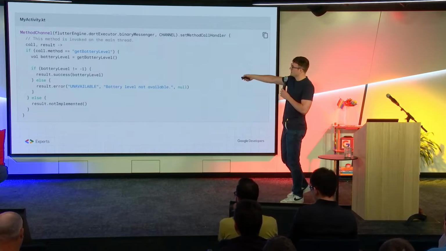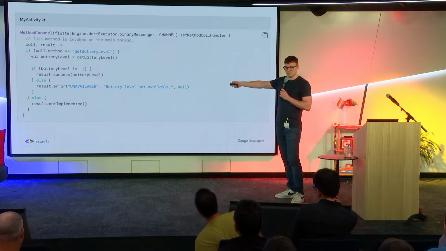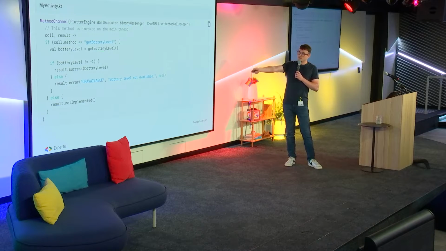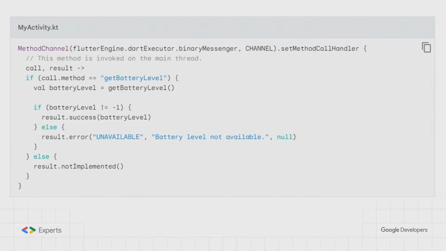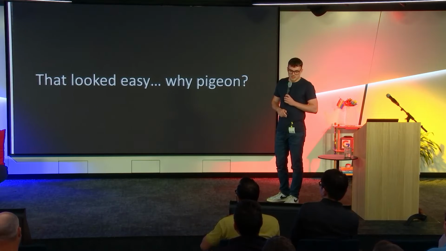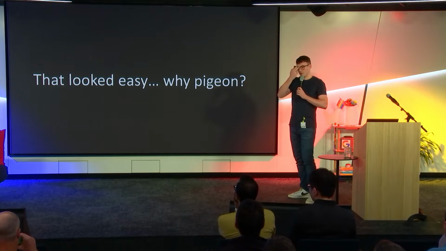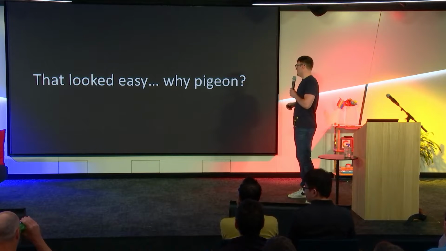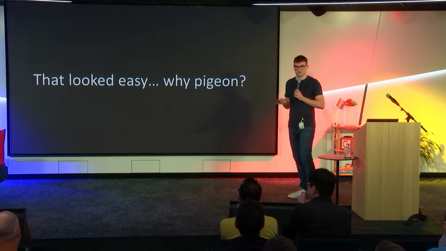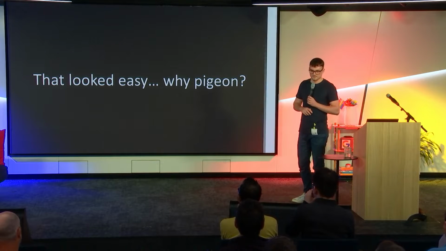And then now we say if the call.method is getBatteryLevel, we'll actually try to get the battery level and return result.success with the battery level if it's successful, and if not, an error. So that's it. And if we were to run that, it would all work. It would give us back whatever our battery level is. And it looked pretty easy, but why would we use Pigeon if it was that easy, right?